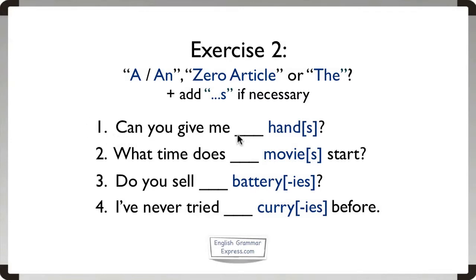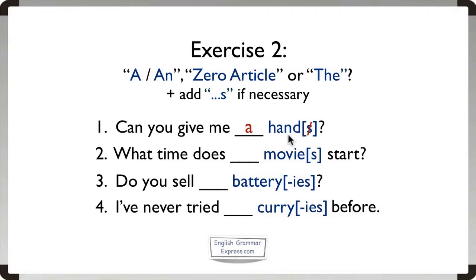Can you give me something hand? Well, the noun of the sentence is hand and it is countable. Now, the next question is, is this hand singular or plural? And the answer is, it's singular. Next question, is this hand general or particular? And the answer is, this hand is general. So that leaves a or an, and because hand begins with a consonant, h, we use a. So, can you give me a hand?